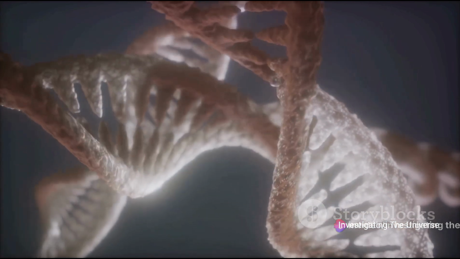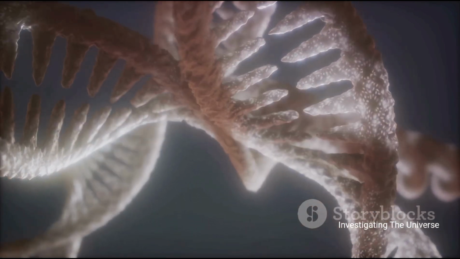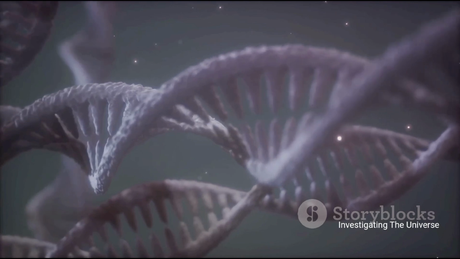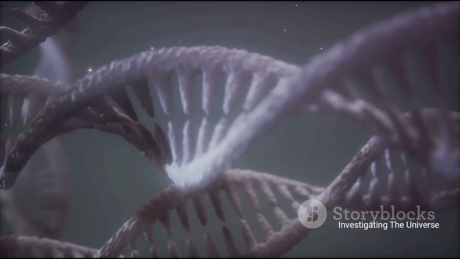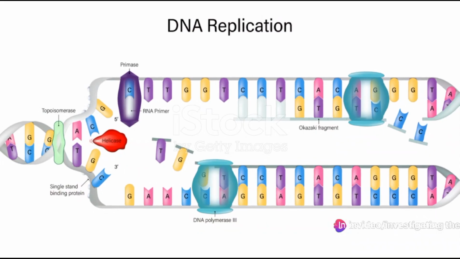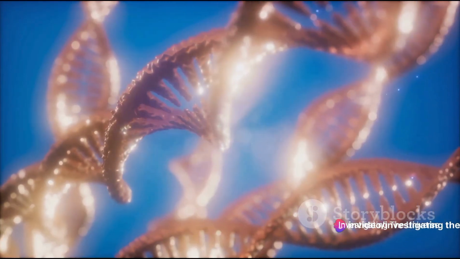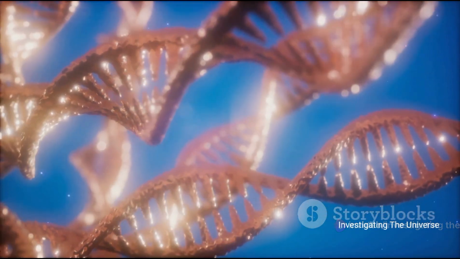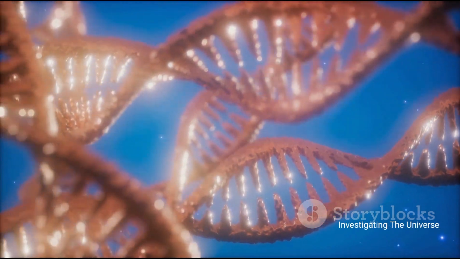Firstly, an enzyme called helicase enters the scene. Just like a skilled dancer, helicase gracefully spins and unwinds the DNA double helix, separating the 2 strands of DNA. This creates a replication fork, a Y-shaped structure that serves as the stage for the rest of our molecular ballet.